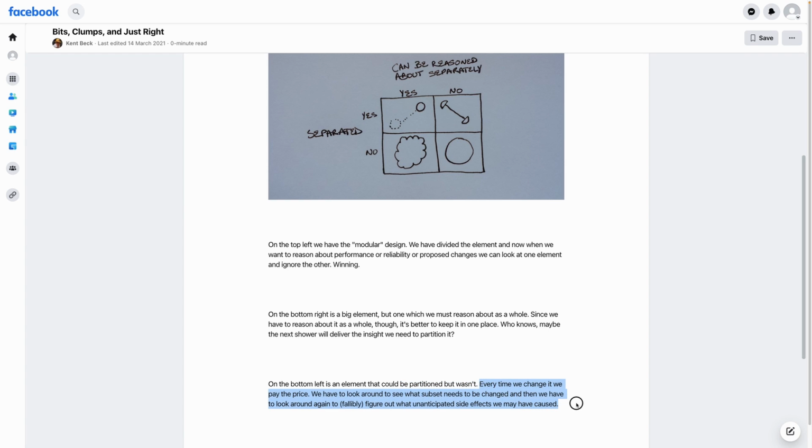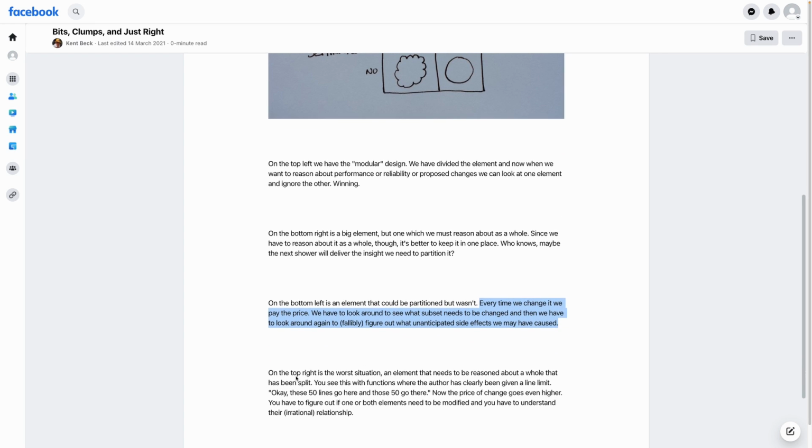On the bottom left is an element that could be partitioned but wasn't. Every time we change it, we pay the price. We have to look around to see what subset needs to be changed, and then we have to look around again to fallibly figure out what unanticipated side effects we might have caused. So that's over here, this sort of cloudy, blobby thing here.